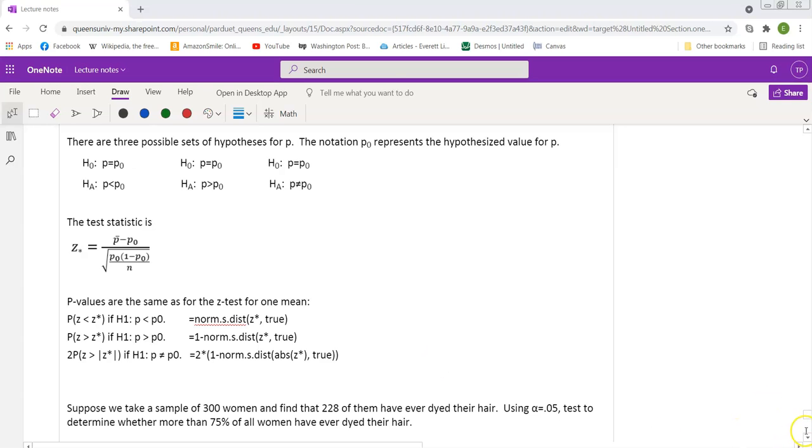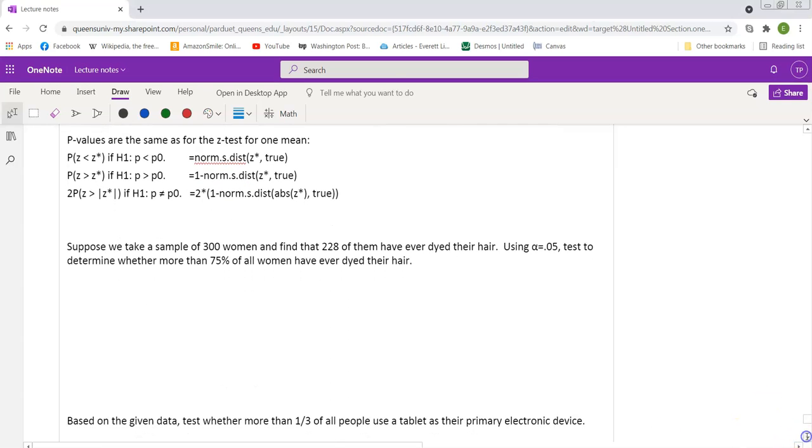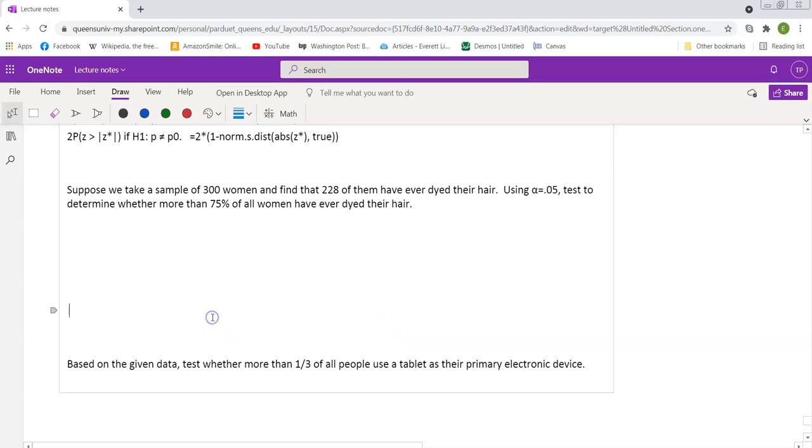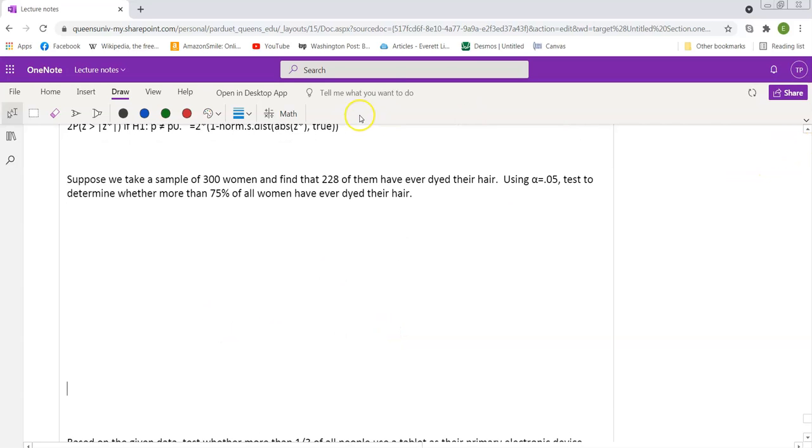So let's do an example. Suppose we're taking a sample of 300 women, and we find that 228 of them have ever dyed their hair. So let's test whether more than 75% of all women have ever dyed their hair.